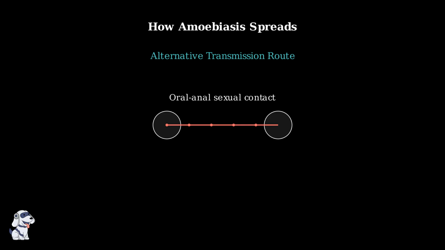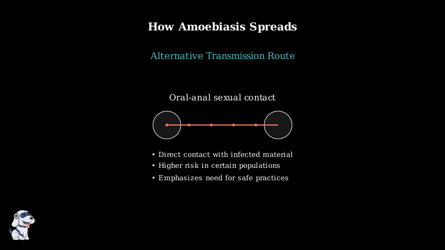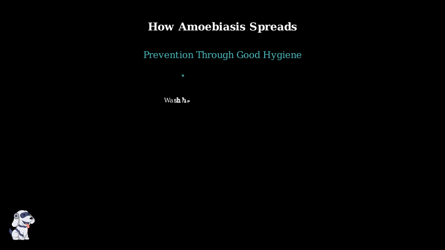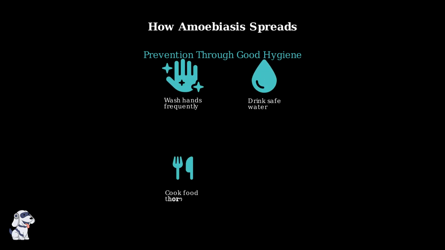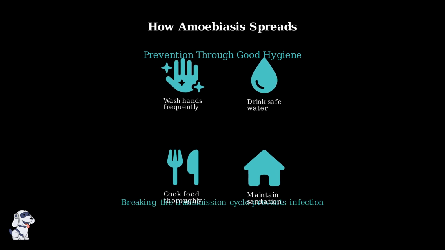This represents direct transmission of cysts from an infected person to their partner, bypassing environmental contamination. This transmission route highlights the importance of understanding all pathways of infection and practicing safe behaviors to prevent transmission. Good hygiene practices are crucial for preventing amoebiasis transmission. These simple but effective measures can break the cycle of infection and protect individuals and communities. By understanding how amoebiasis spreads and implementing these prevention strategies, we can significantly reduce the risk of infection and protect public health.